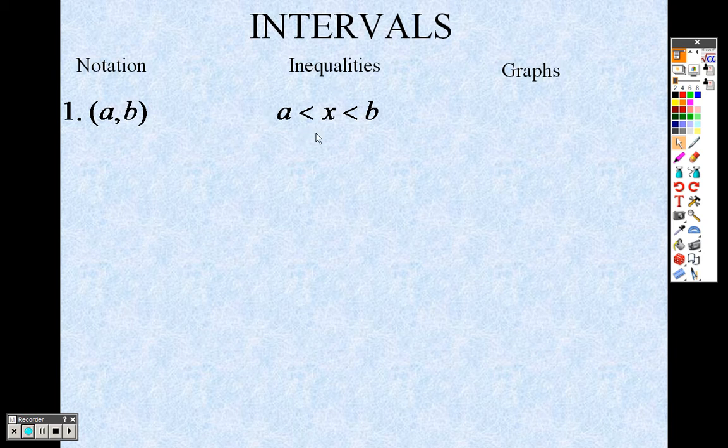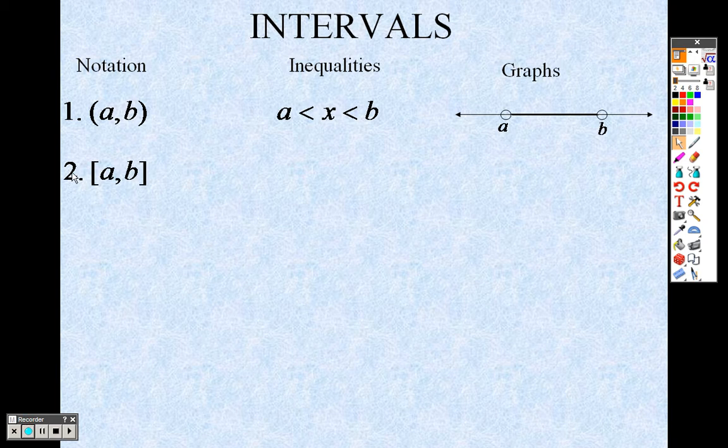Less than signs are going to be curved brackets. So notice how X is in the middle. I have a less than sign, curved bracket. I have a less than sign there, so I have a curved bracket there. And when you would graph that, whenever you have less than signs, remember how they're open holes? Well, these are also open holes. So the graph still looks the same. You're graphing everything in between A and B. And everything in between A and B, when you write it in the new notation, less than signs have the curved brackets.